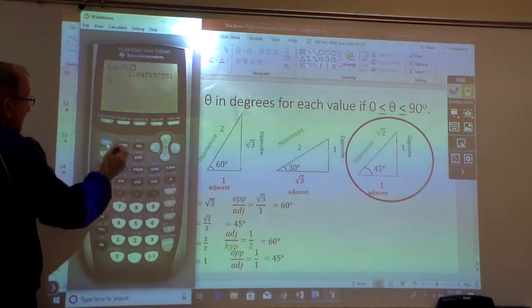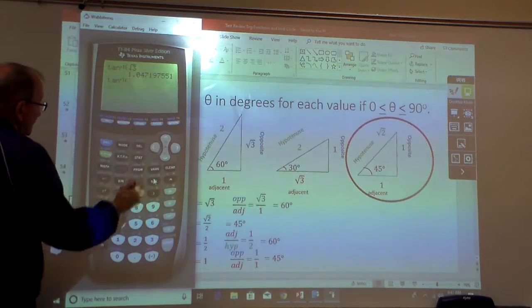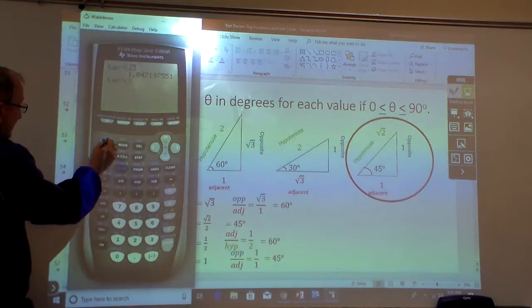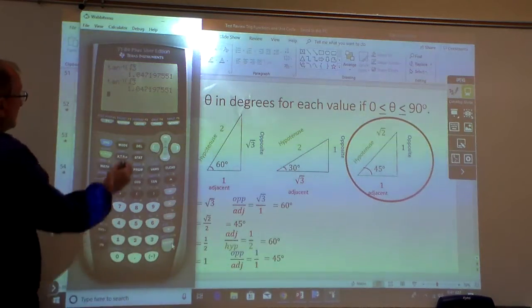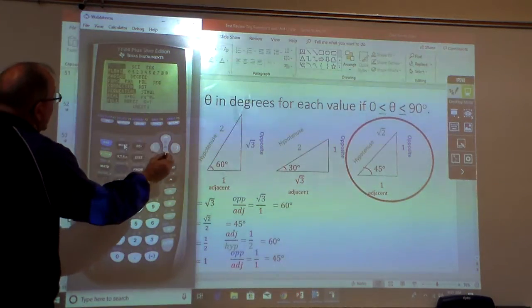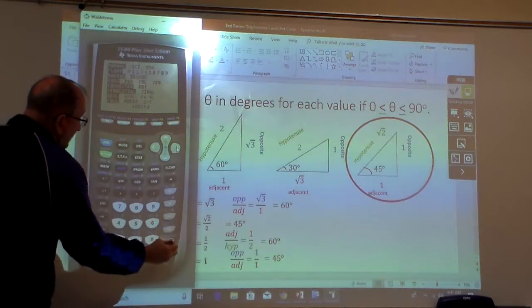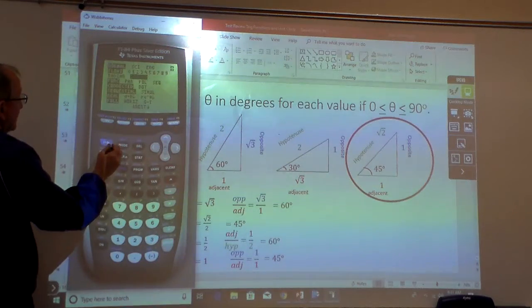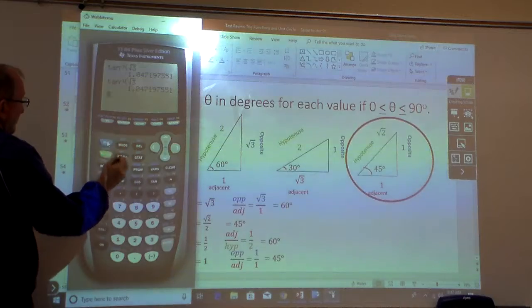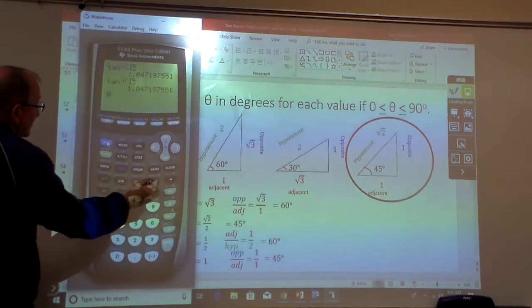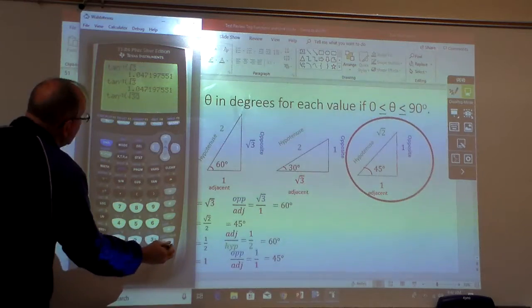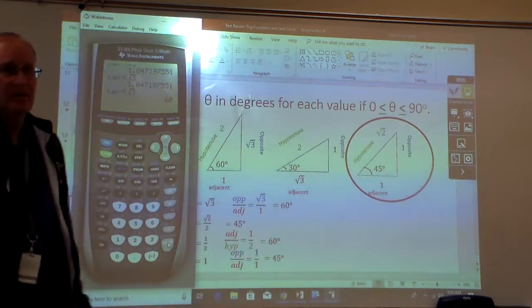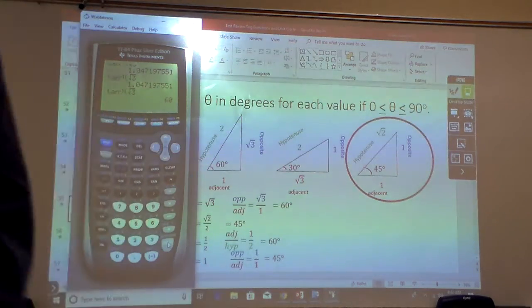So once again, I'm going to go second tangent, second square root 3, enter. Oh, you know what? When I went down there, what did I forget to do? I forgot to hit enter to set it. So, third time's a charm. Second tangent, second square root, 3, enter. 60.